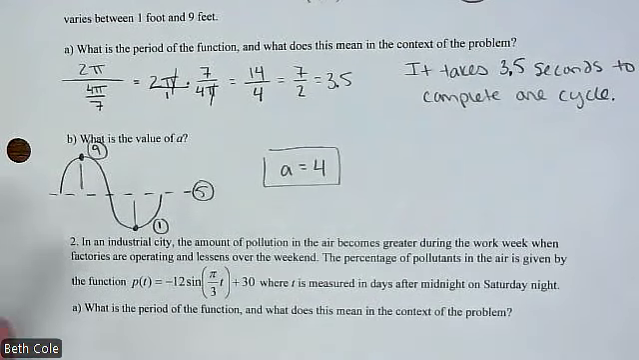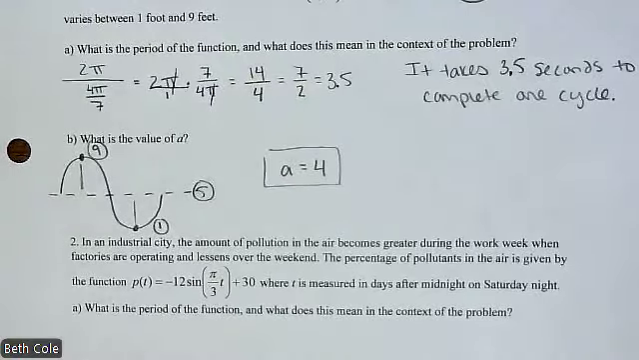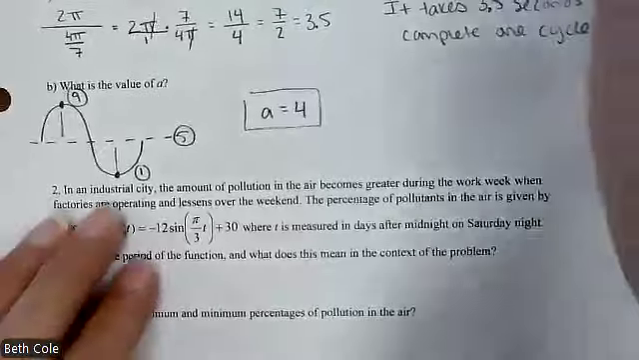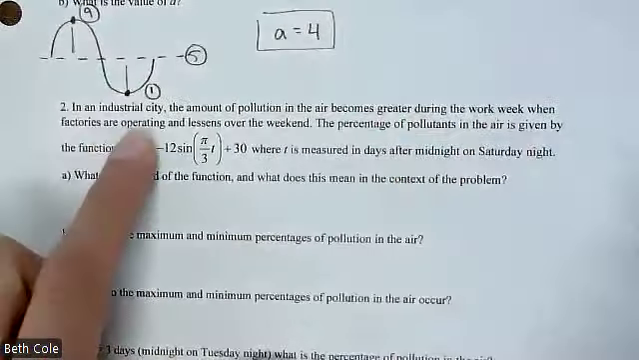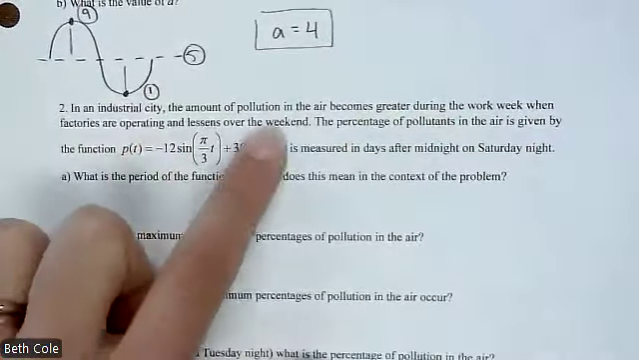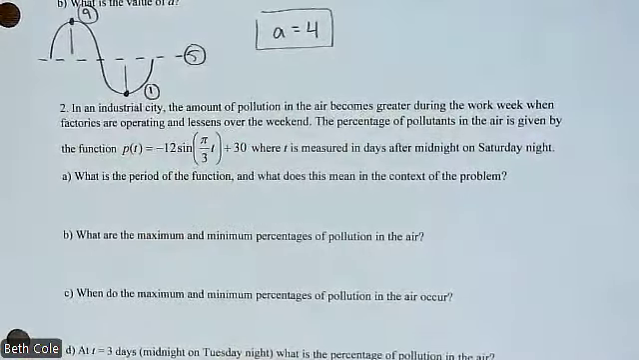In a city, with buildings and cars and stuff, the amount of pollution in the air becomes greater during the work week when the factories are all operating and lessens over the weekend. Does that make sense? You'd have more pollution when everybody's there and everything's running, and then less when everybody's home and on vacation. All right.